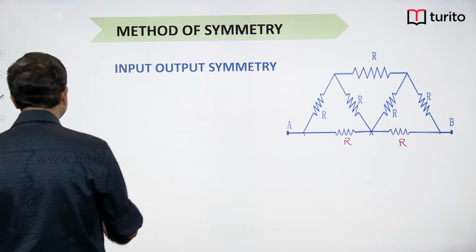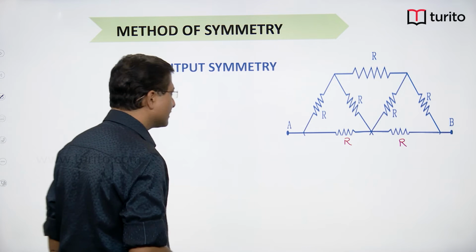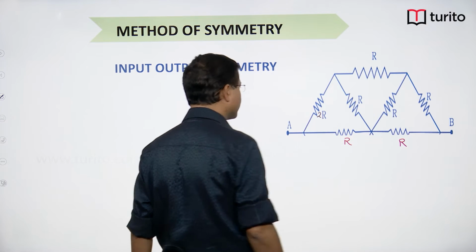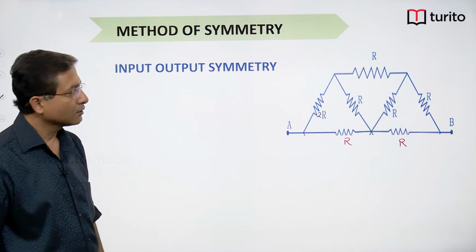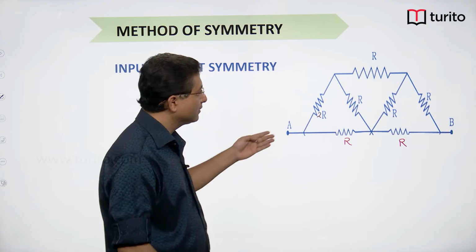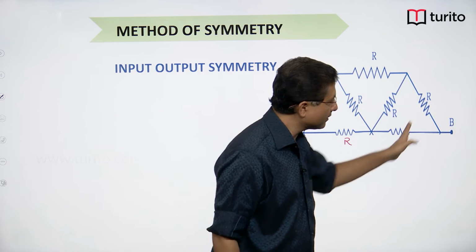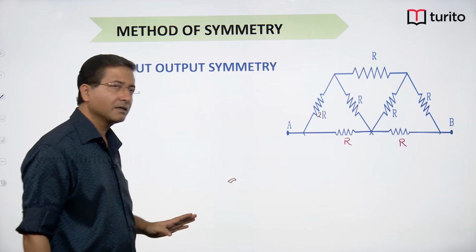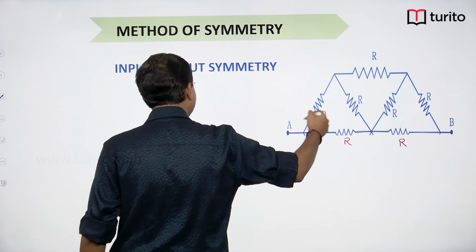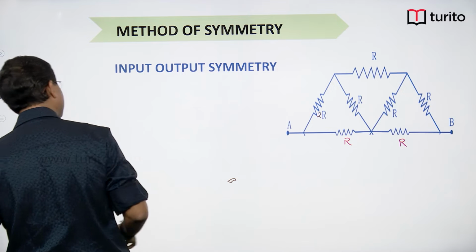To have clarity, I will change some value. If I say instead of this being R, it is 2R. Now the circuit is not having input output symmetry, because from this side you can see 2R and R, and from this side you will see R and R. But if I make it R, then whatever circuit I see from the A side, the same circuit is seen from the B side. Okay.